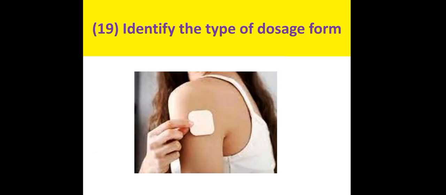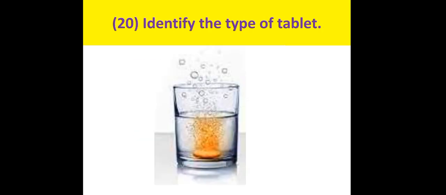Now here you have to identify the dosage form or the drug delivery system. Here you can see a transdermal patch which is applied to the skin. The drug is released slowly over a period of time and produces the action. An example is hyoscine. Then here you have to identify the type of tablet. Here you can see that after the tablet is placed in a glass it disintegrates, and you can see bubbles of gas being produced, and that's why it is an effervescent tablet. Okay, thank you.